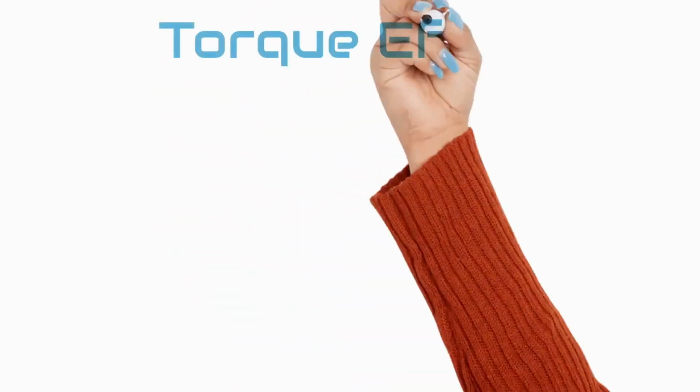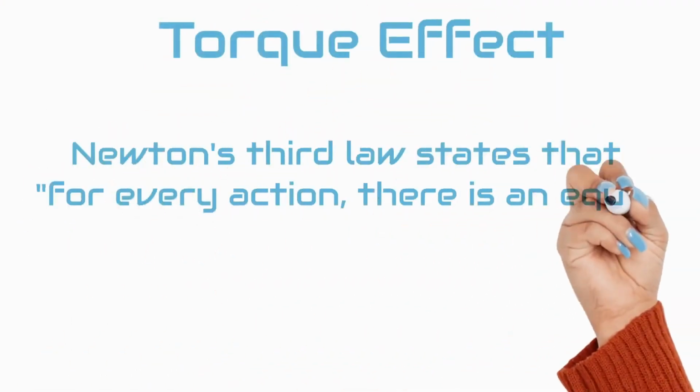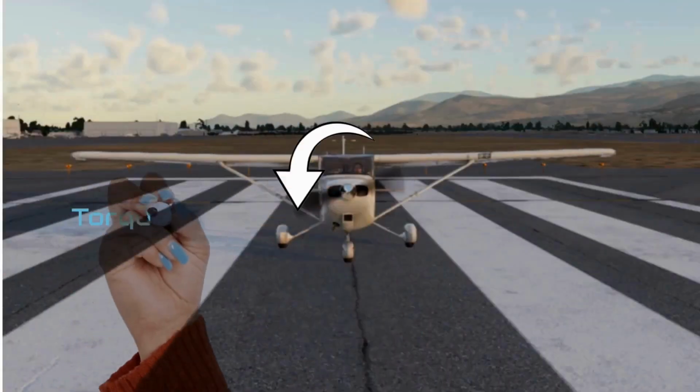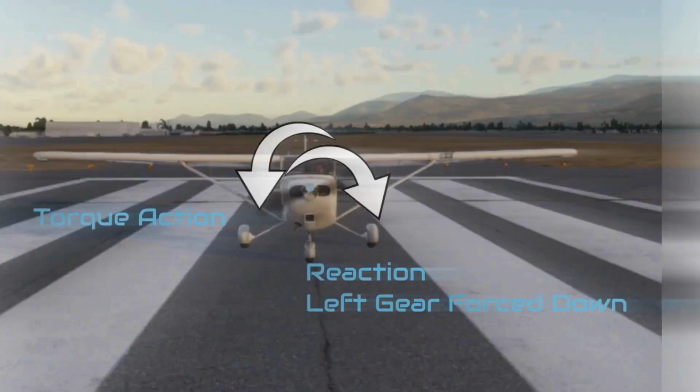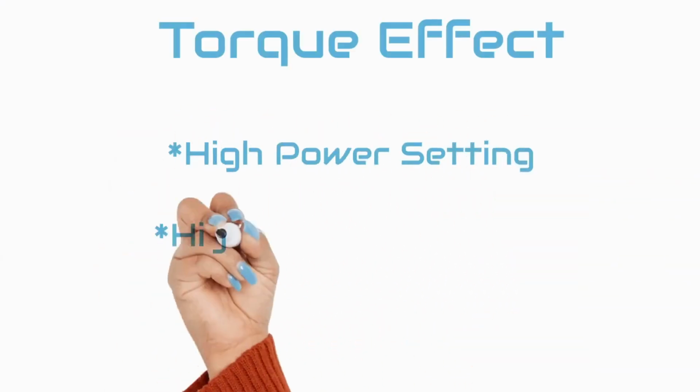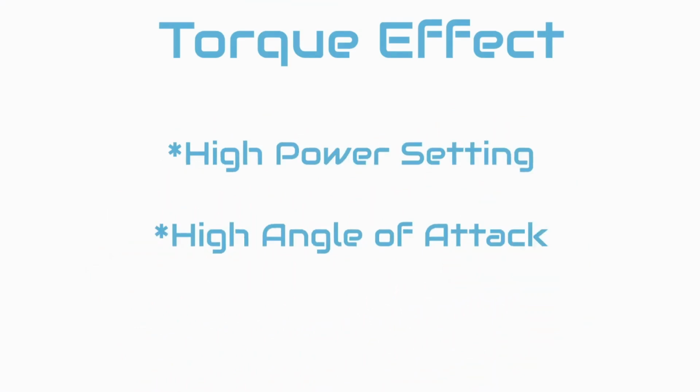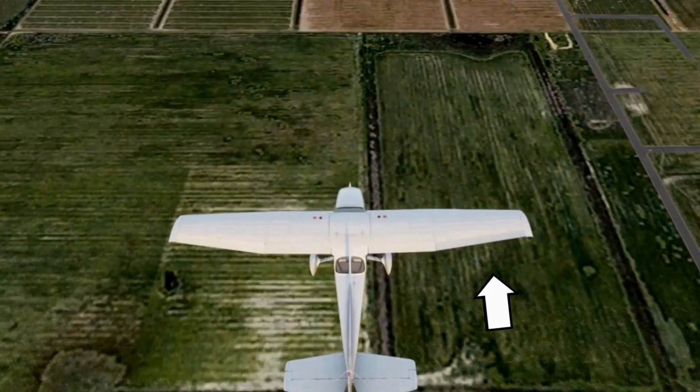Torque effect is a reaction to the engine's power and the propeller's rotation. During normal flight, the torque effect is generally not noticeable unless there is a rapid increase in power at low speeds and high angles of attack. In such cases, to counteract the left roll tendency, apply right aileron input as needed.